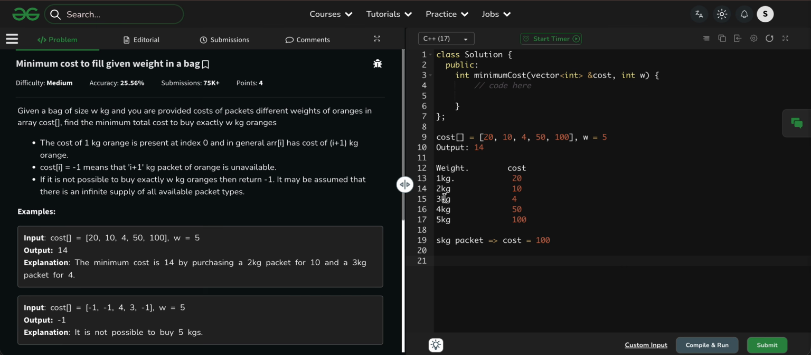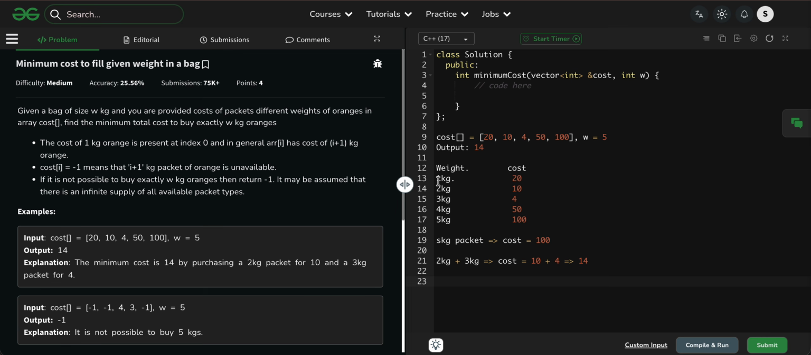Yes, 2 plus 3 is equal to 5, right? So 2 kg plus 3 kg is equal to 5 kg. The cost is 2 kg, which is 10, plus 3 kg, which is 4, equal to 14. So this is 14. Now I can go on to other options, and the third one is any other option.